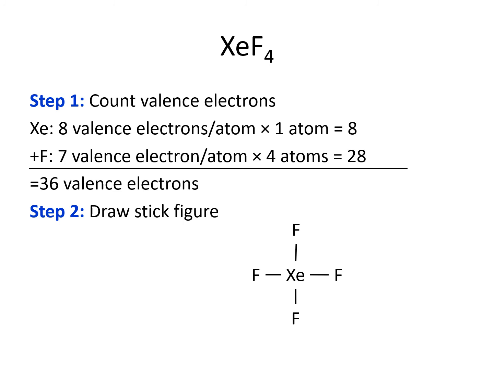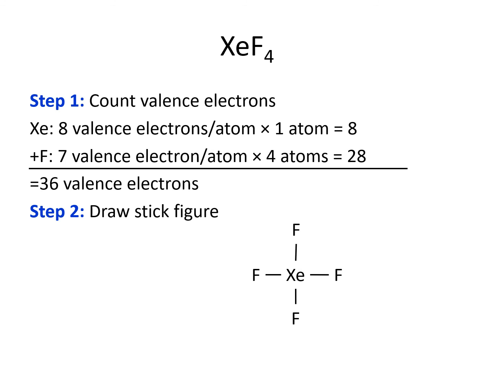Let's go through drawing the Lewis structure for XeF4. Step 1. Count the valence electrons. Xenon is in group 8A, so it has 8 valence electrons. The 4 fluorines give us a total of 28 electrons, since fluorine is in group 7A. Total, it has 36 valence electrons.